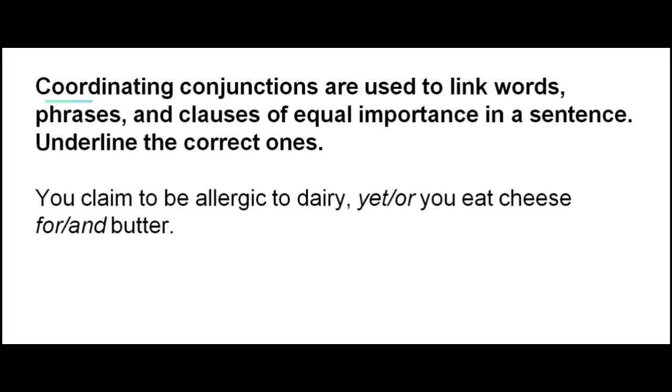Note that coordinating conjunctions are used to link words, phrases, and clauses of equal importance in a sentence. Read the following sentences and underline the correct one. You claim to be allergic to dairy, yet, or you eat cheese, and butter. You claim to be allergic to dairy, yet you eat cheese and butter.